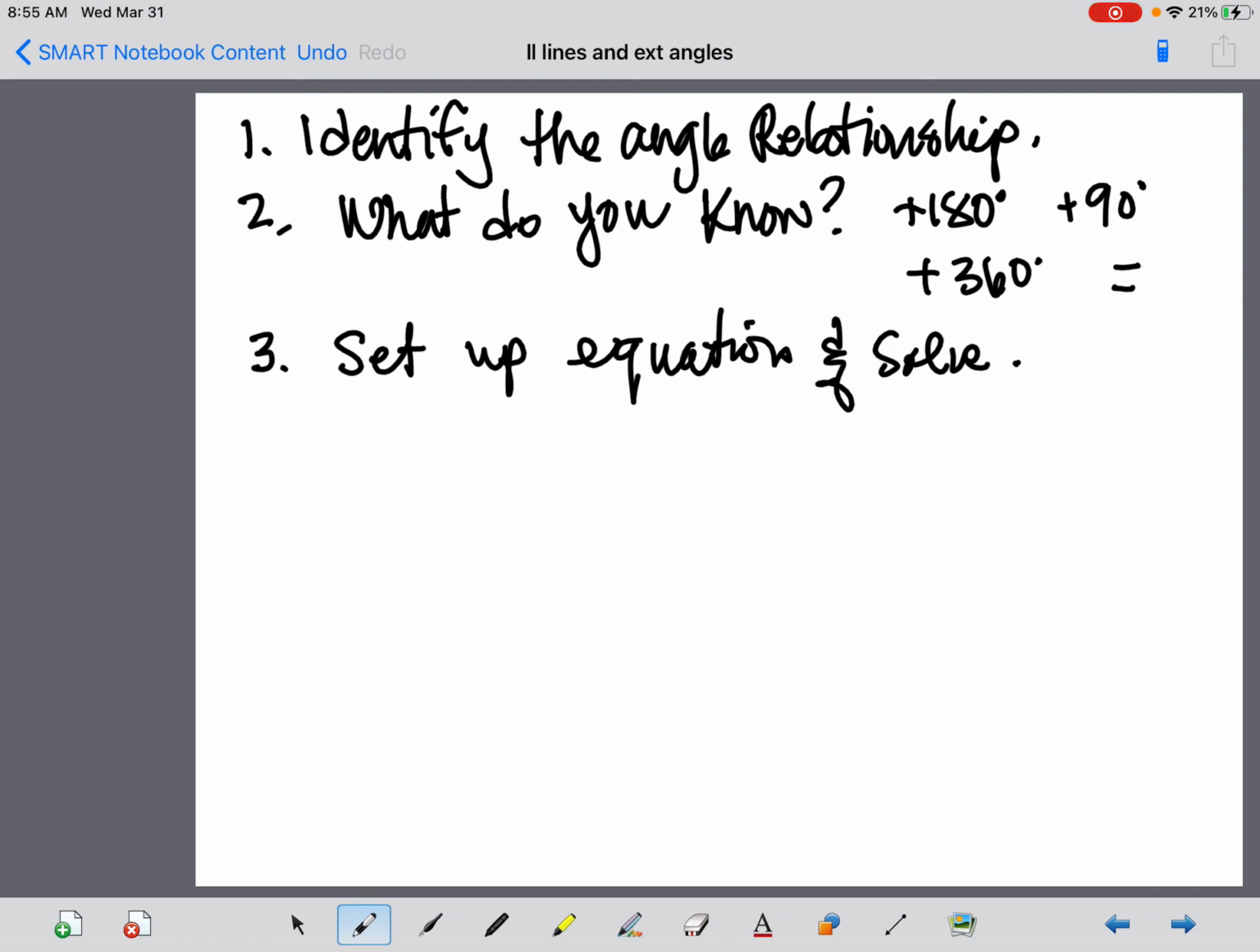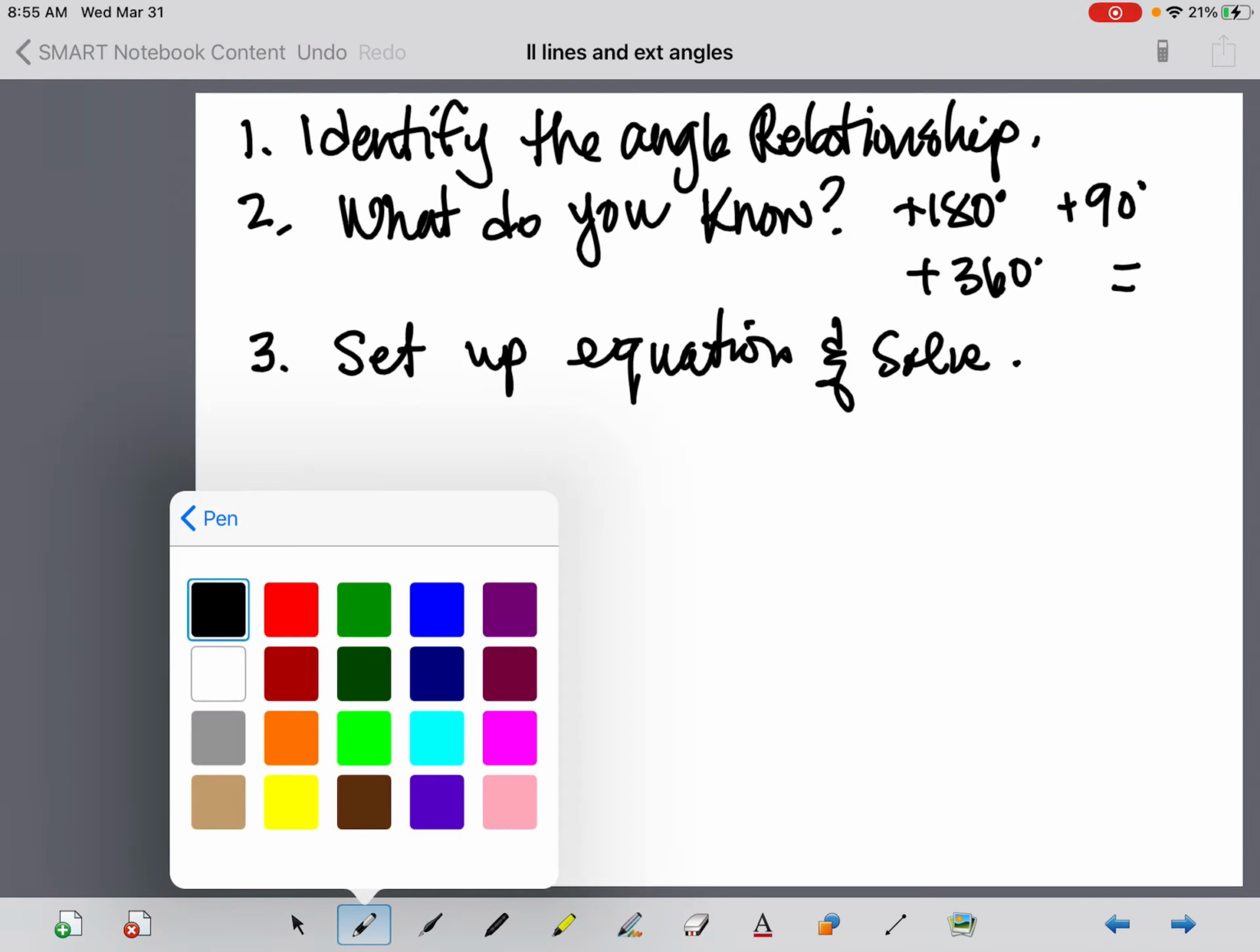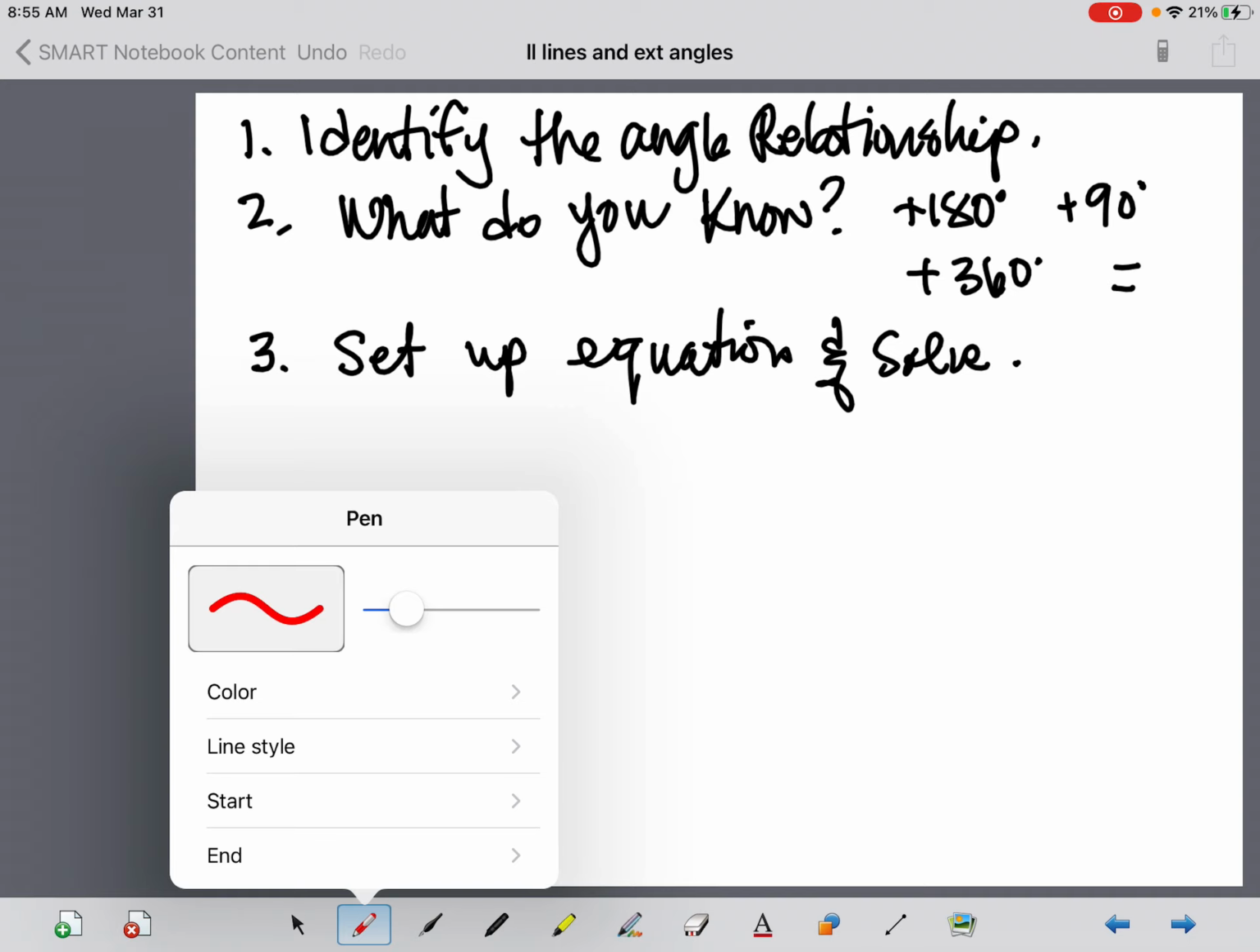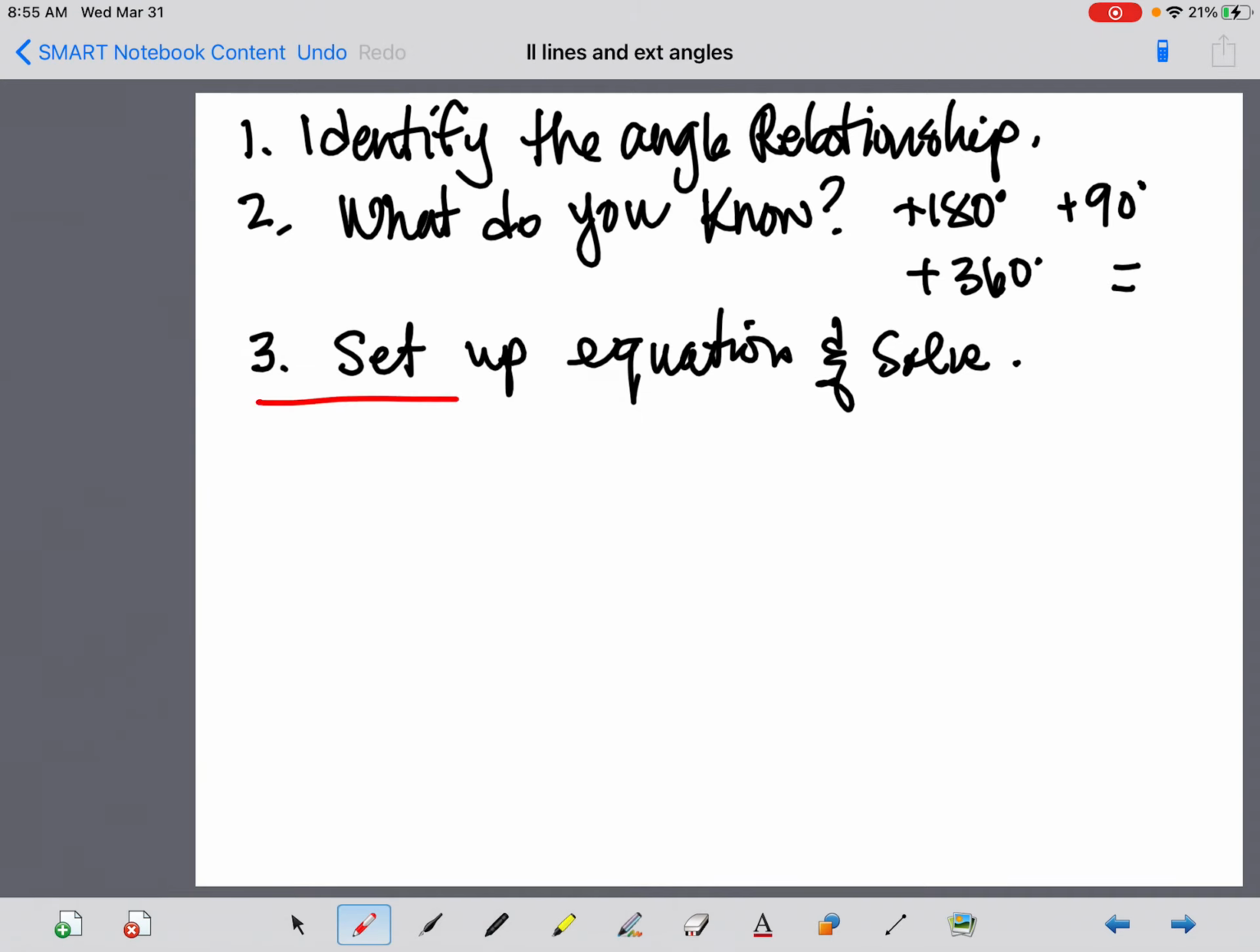Okay, so this is the situation that I use in order to set up and solve an equation. I'm going to give you some scenarios to help you set up those equations. So let's say my angle relationship is congruent. If my angle relationship is congruent, then my angles have to equal each other. So I take whatever angle 1 is and I set it equal to angle 2.